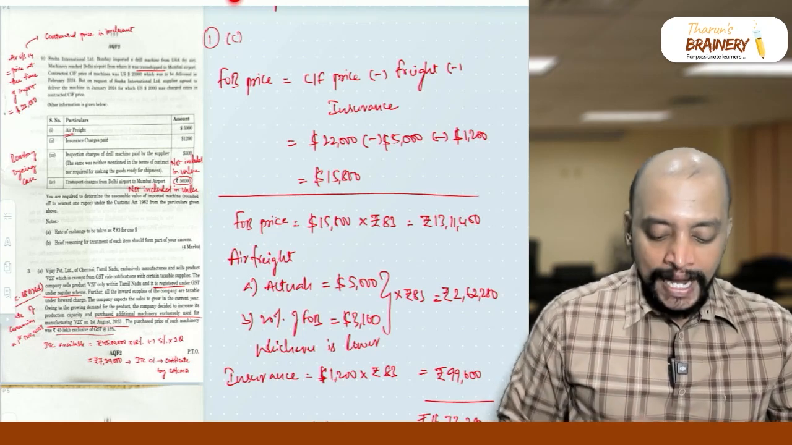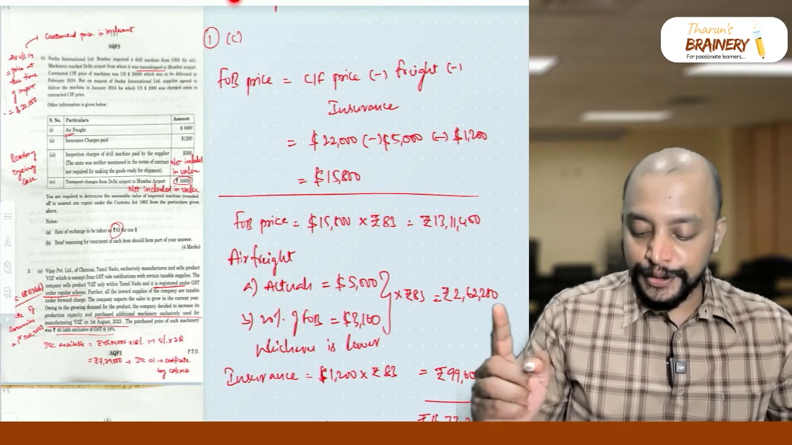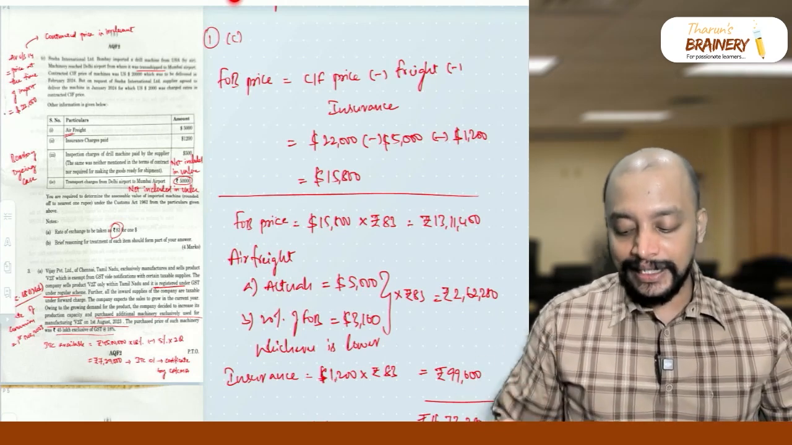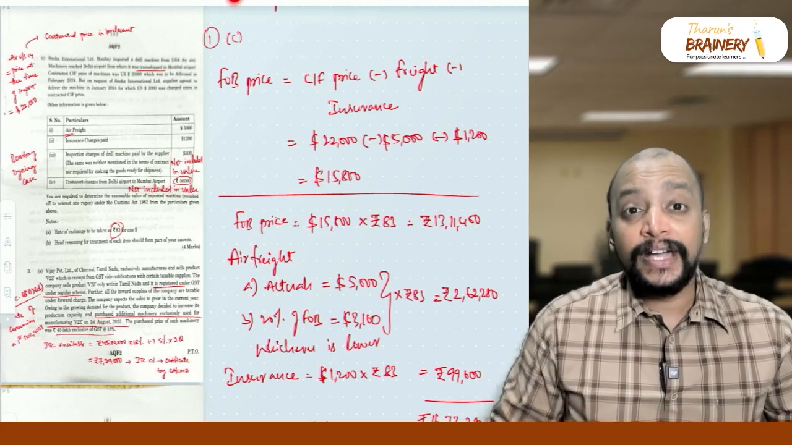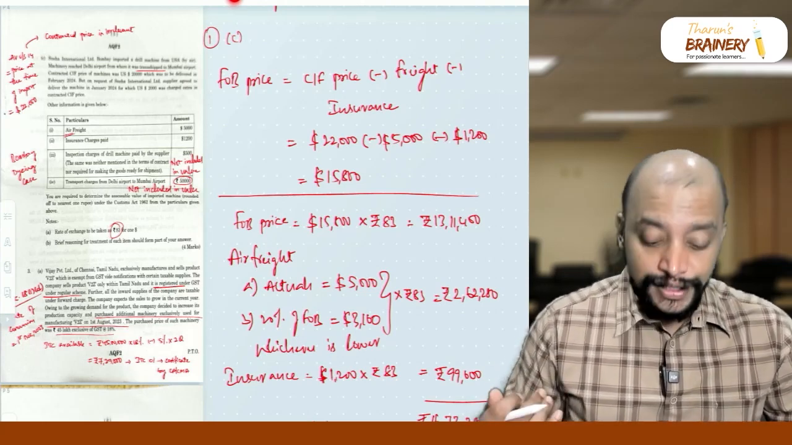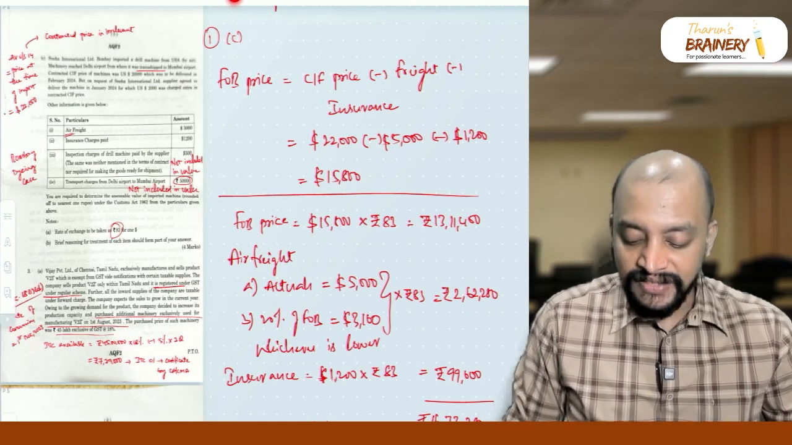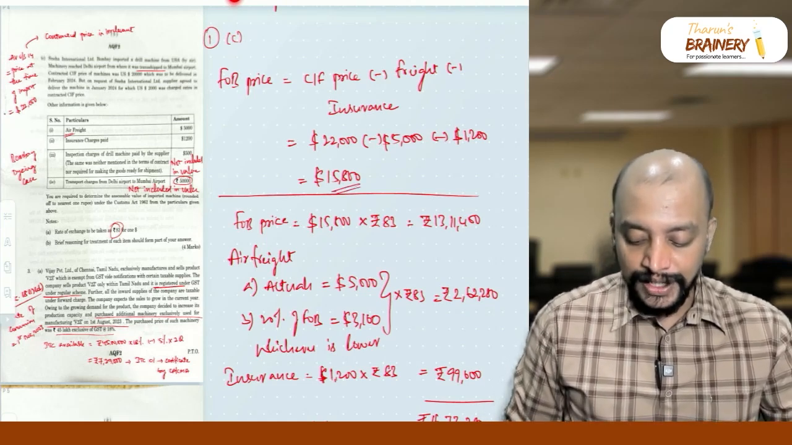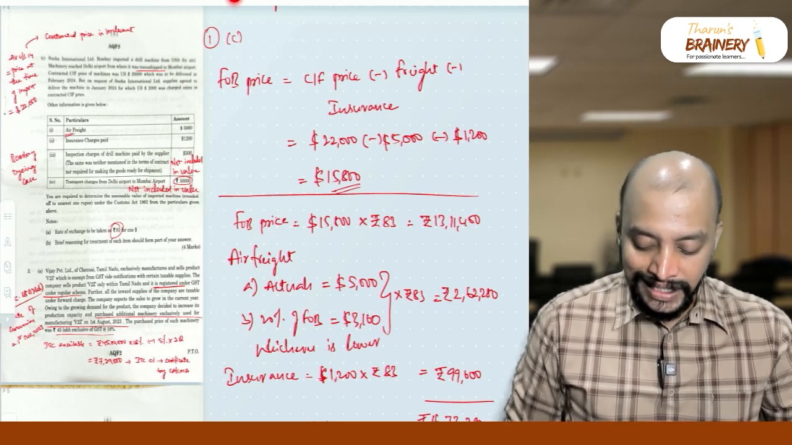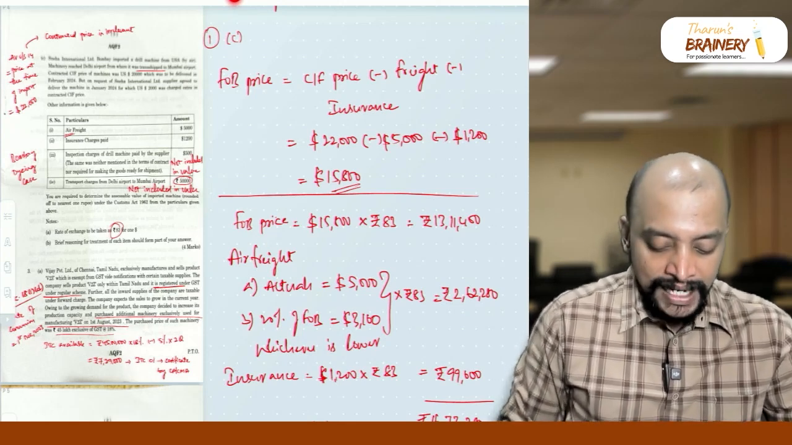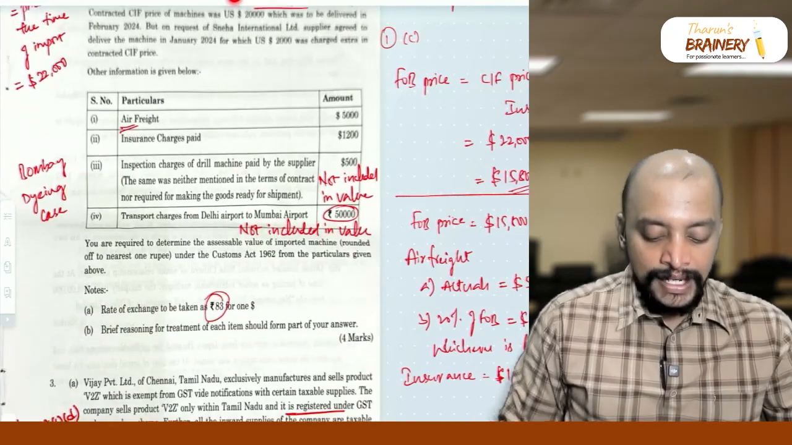Okay, now we need to take the exchange rate 83 rupees per dollar. So 15,800 into 83, 13,11,400, and air freight. How much should be taken as air freight? Actual or 20% of FOB, whichever is lower should be taken. What is actual? 5,000. 20% of FOB, that is 15,800 into 20%, 3,160, whichever is lower, into 83. So 2,62,280. Then the insurance will be 1,200 into 83. So this is how we will get the assessable value.